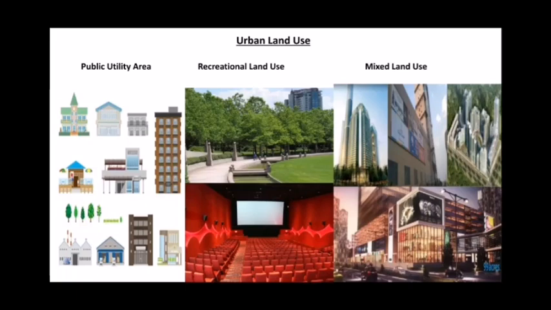The last one in the urban land use is the mixed land use. Now, children, in some areas, we find land that is used together. There are various uses that are put together. That is why it is called a mixed land use. Like residential areas and entertainment areas are there together.